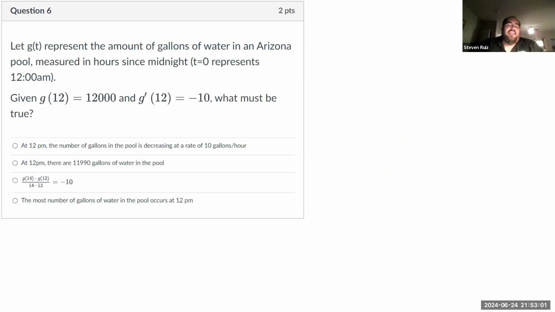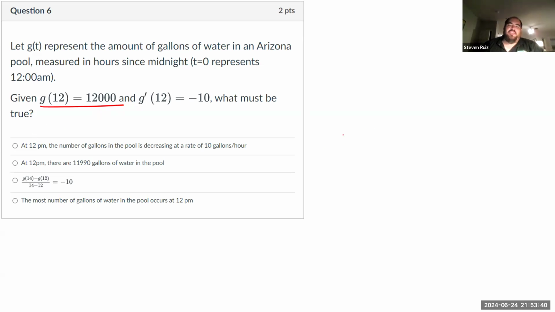So let G represent the amount of gallons of water in a pool, measured in hours since midnight. So I'm given that G of 12 equals 12,000. So let's just take these one at a time, and then we'll look at the choices. G of 12 equals 12,000. So what does our independent variable t represent? That represents hours since midnight. So 12 hours since midnight, that tells me I'm looking at something that's happening at noon, at 12 p.m. And what does the 12,000 represent? The 12,000 represents the number of gallons of water in a pool.